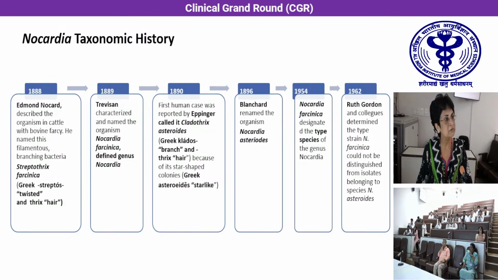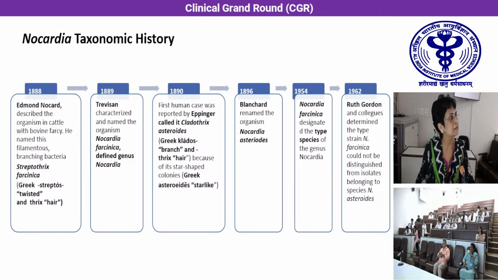It is he who also deposited this in two separate culture collections, that is ATCC and NCTC, and they were given designated numbers there. So in the year 1890, the first human case was reported by Eppinger from a case of brain abscess, who called it Cladothrix asteroides, which in Greek means branching hair, and asteroides because of the star-shaped colonies. And this was renamed as Nocardia asteroides.